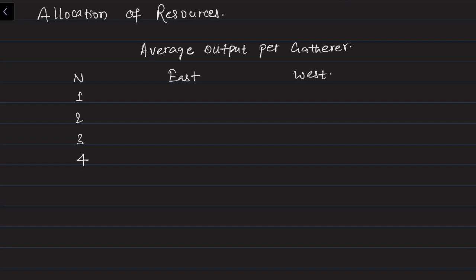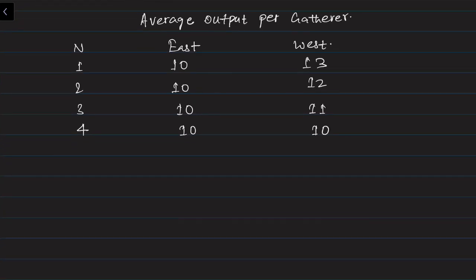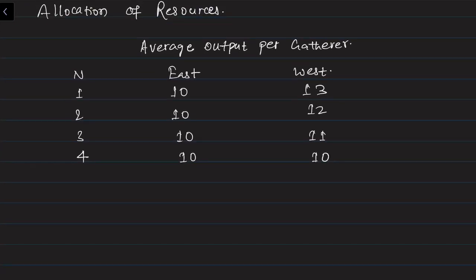Now let me cook up some numbers. So this is 10, 10, 10, 10. This is 13, this is 12, 11, and 10. Looking at these numbers, we can say that the average output per gatherer in the west is higher than in the east.